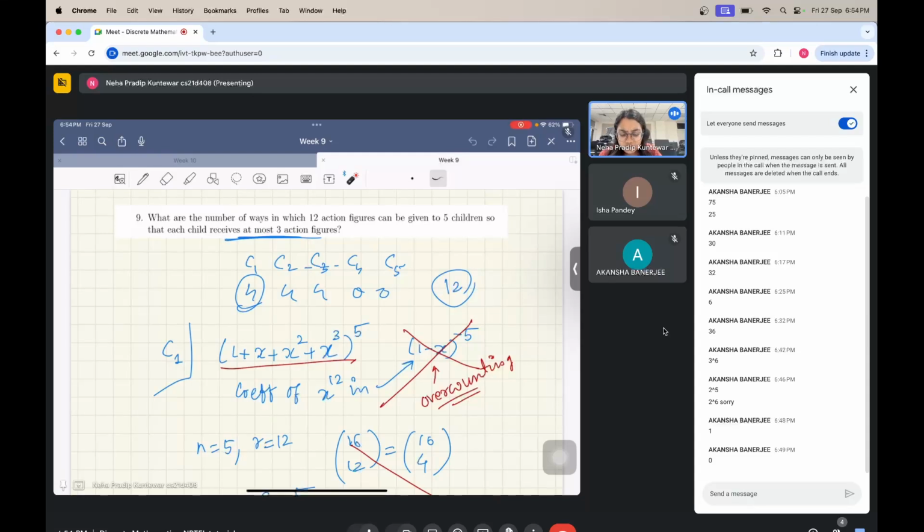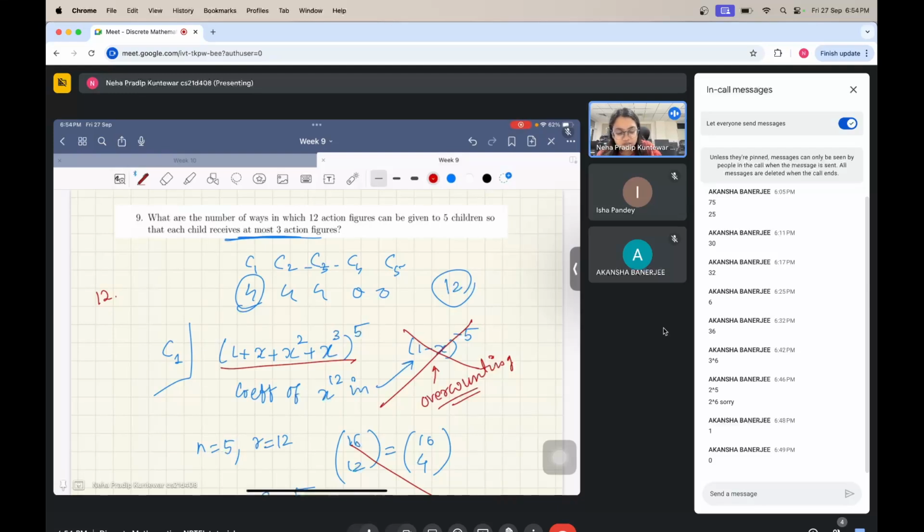So for example, here you have 12 toys that you're going to distribute to 5 children. So you have 12 action figures. In this case, unlike the previous example where the toys were different, here we did not mention anything, so we are assuming that the 12 action figures are identical.